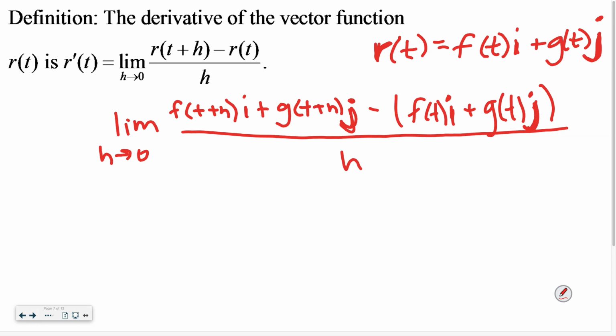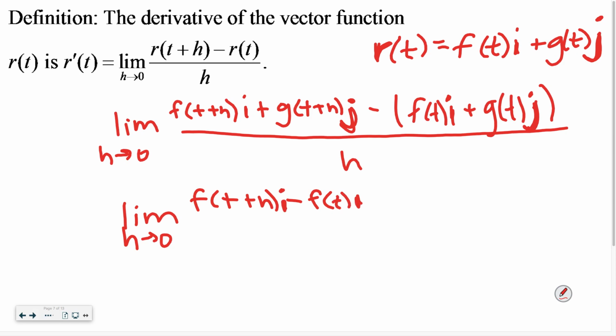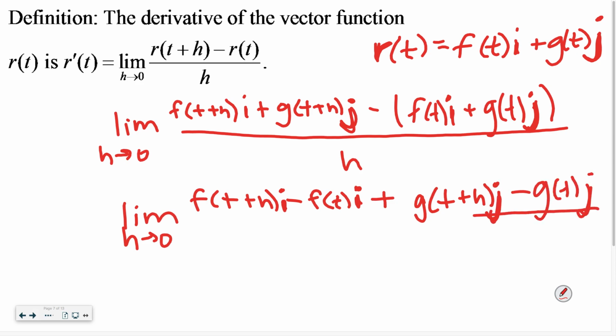Okay? Well, do you see how we can maybe group these fractions together differently? Yeah. Could I group f of t plus h minus f of t, i together, plus, and then I could group g of t plus h, j minus g of t, j together, all over h.